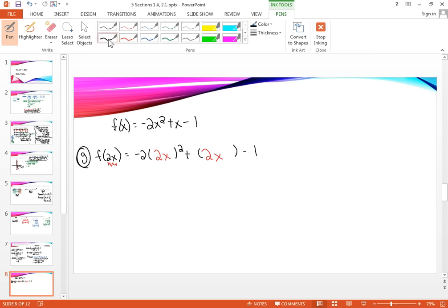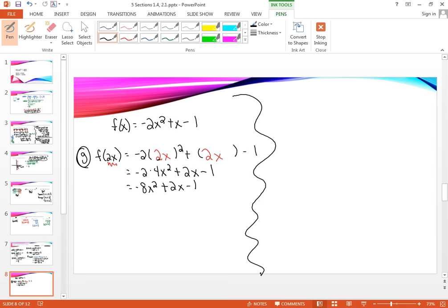And now I'm going to go in and clean this up. 2 squared is 4. X squared, then plus 2x minus 1. I can leave off the second set of parentheses. And then negative 2 times 4 is negative 8x squared plus 2x minus 1. Okay. All right. And one more.